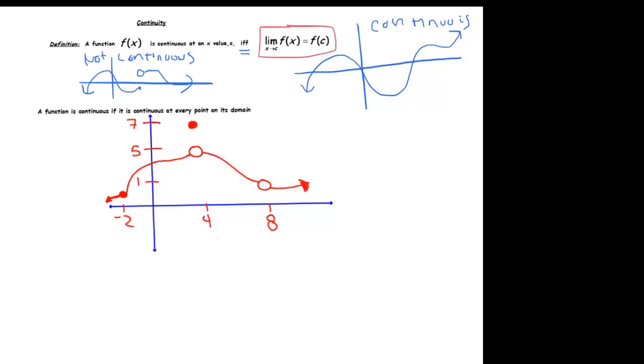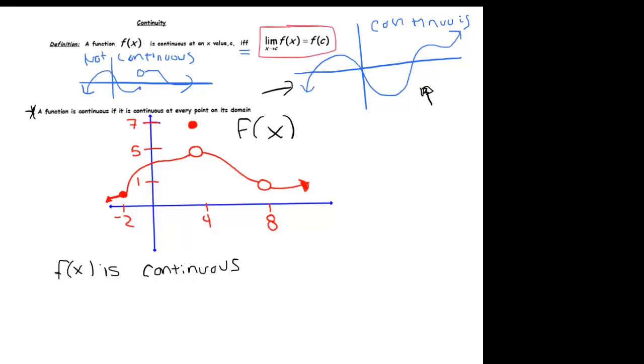If we look at the graph, call this the graph of f of x, we can say that f of x is continuous at -2. So notice that in addition to describing an entire curve as continuous, like this curve up here, we'd say the whole curve is continuous. We can also talk about continuity at a certain point. So that's what's written here. A function is continuous if it is continuous at every point on its domain.